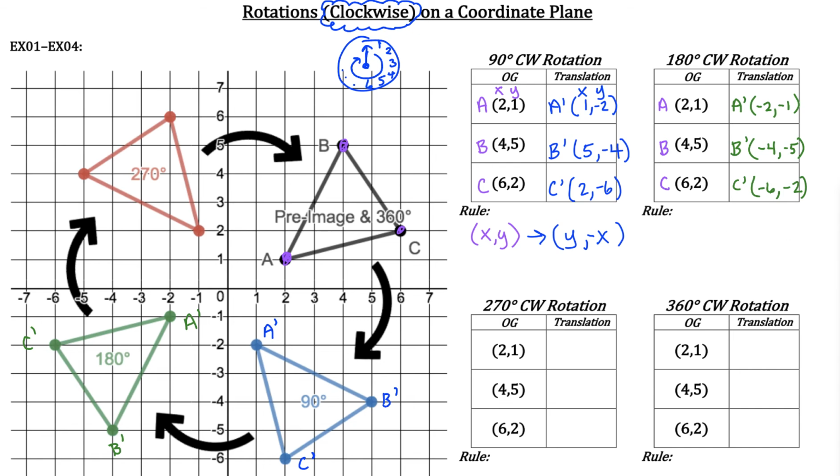Cool. So we had (x, y). Remember, this was our x and this is our y. If you notice, the 2, 4, 6 and 1, 5, 2 are just the opposite, right? So you would just do the opposite x's and then the opposite y's. And that's it. Negative x, negative y.